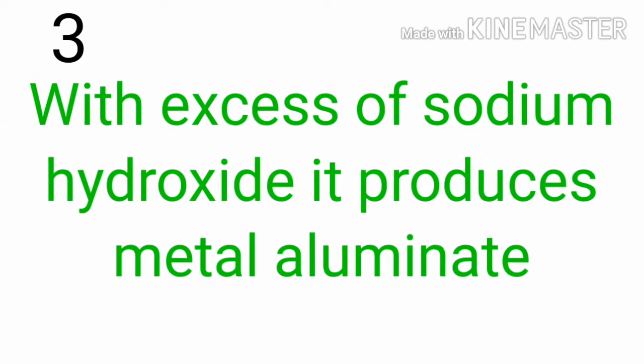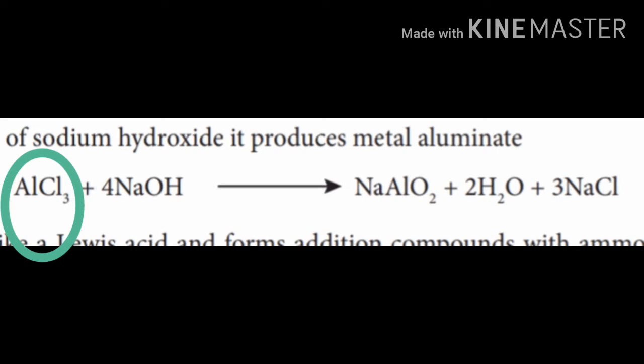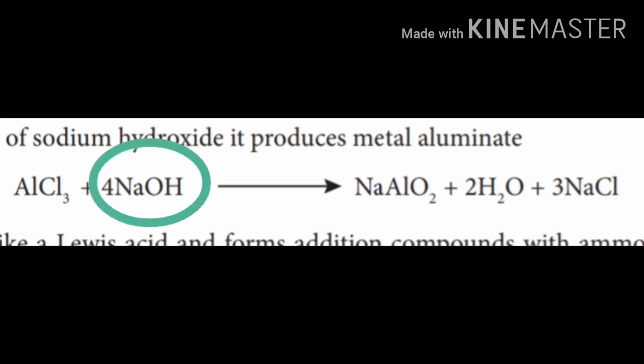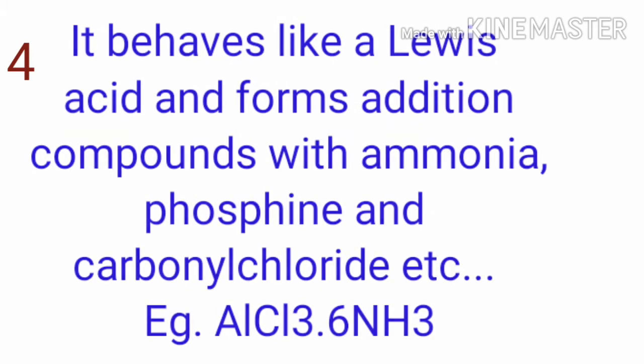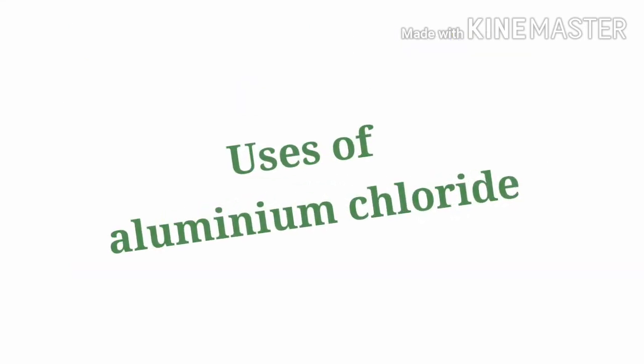Third property is with excess of sodium hydroxide, it produces meta aluminate. See the reaction. Aluminium chloride AlCl3 with excess of sodium hydroxide NaOH, we are getting sodium meta aluminate plus water plus sodium chloride. Number 4, it behaves like a Lewis acid and it forms addition compounds with ammonia, phosphine and carbonyl chloride. Example, AlCl3.6NH3.